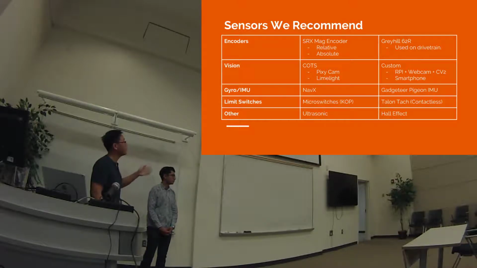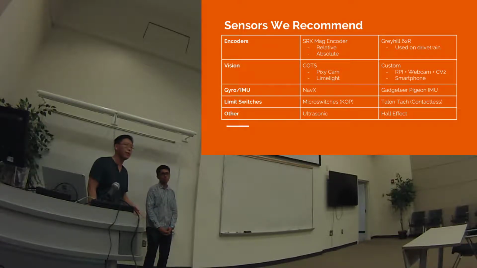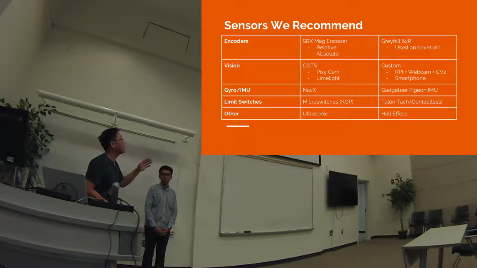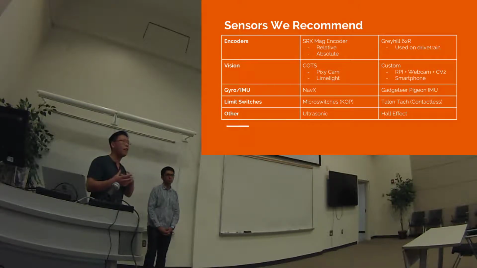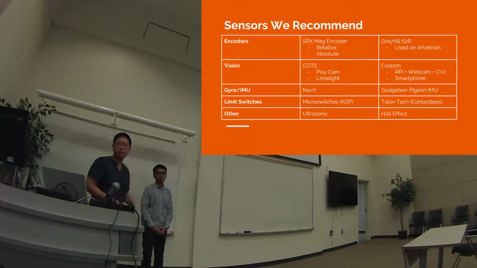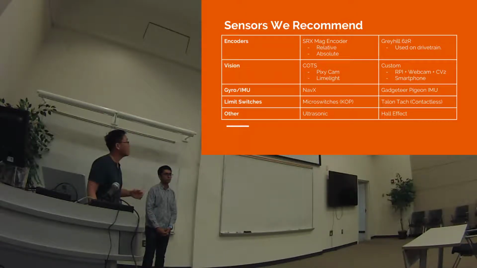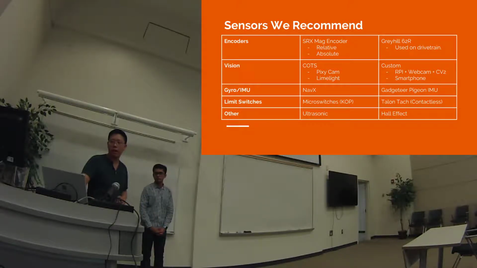So you can use the micro switches, which are included in your kit of parts. But then you can also use another type of sensor. So CTRE also offers something called the Talon TAC, and that's basically a contactless limit switch. And then, of course, there are different types of other sensors. We have ultrasonic sensors, Hall effect sensors, and then just a bunch else. And if you use them all together, it can really help when writing your control systems.